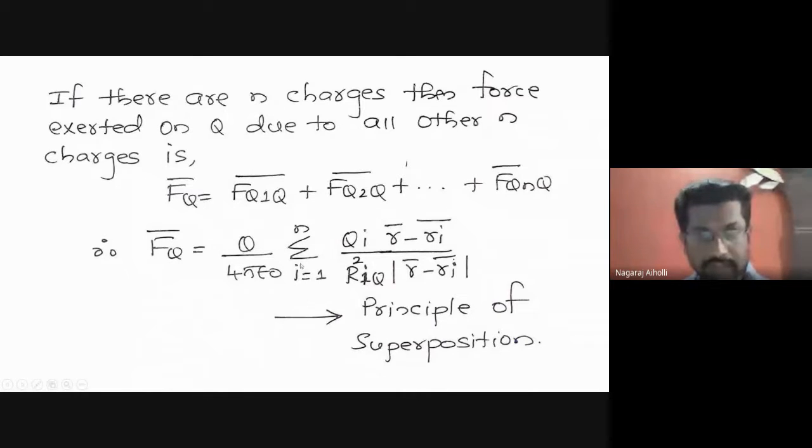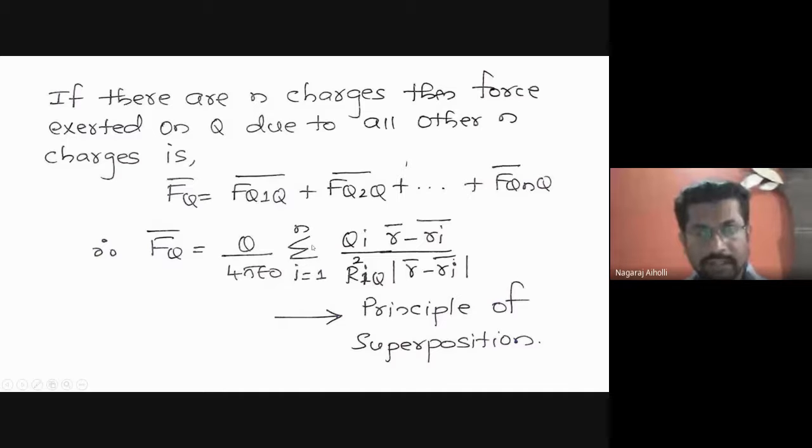If the force acts due to Q1 on Q, then it is Q1 Q divided by 4 pi epsilon naught. This Q is common in all, and 4 pi epsilon naught is common in all. Then what will vary here? Summation i equal to 1 to n. Qi will vary. It may be Q1, Q2, Q3, and so on up till Qn.